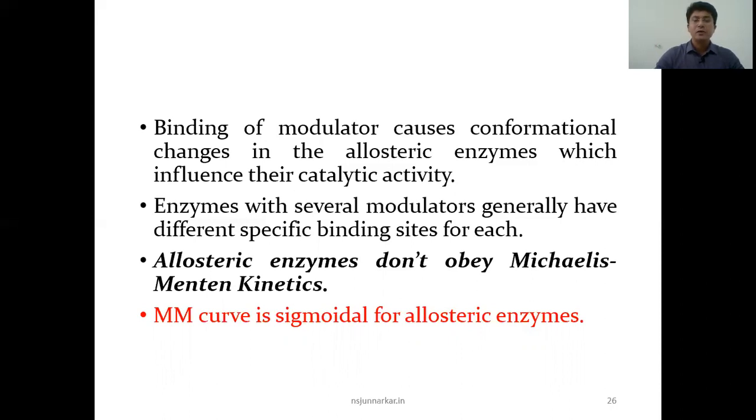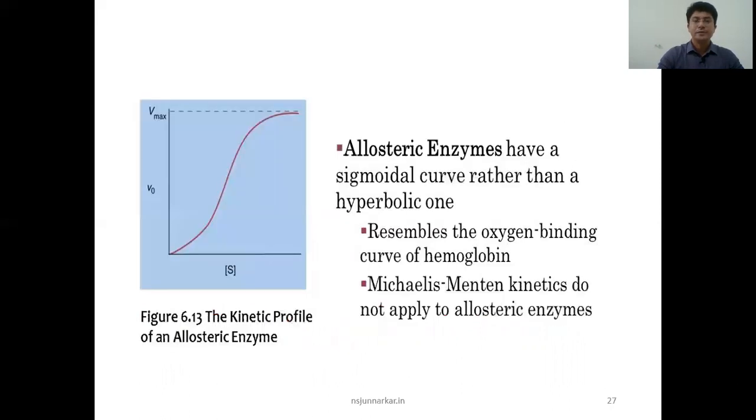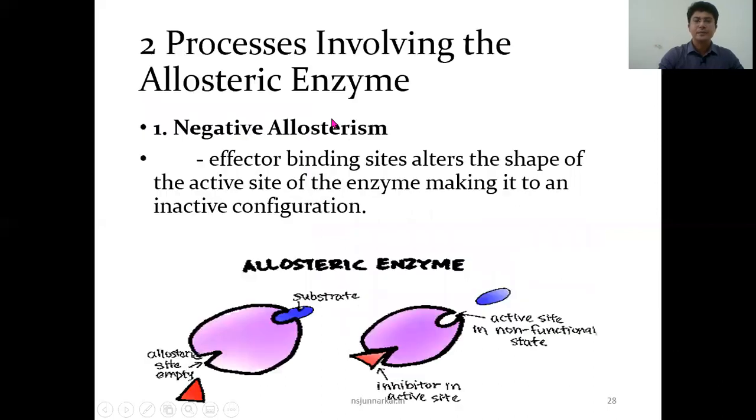The curve is also different. It is sigmoidal for allosteric enzymes. You can see this graph indicating the pattern of the allosteric enzyme curve. When substrate concentration and initial velocity are plotted, you get a sigmoidal curve, which is seen in the case of allosteric enzymes.